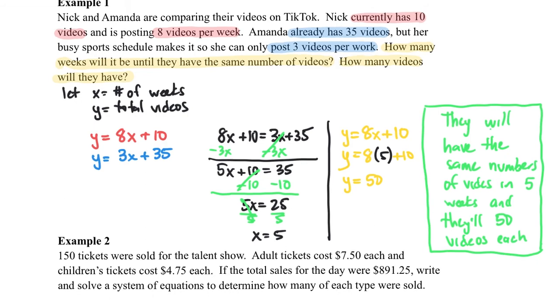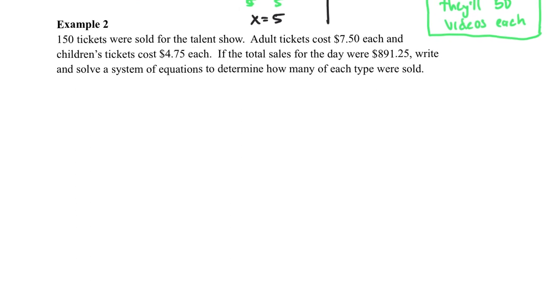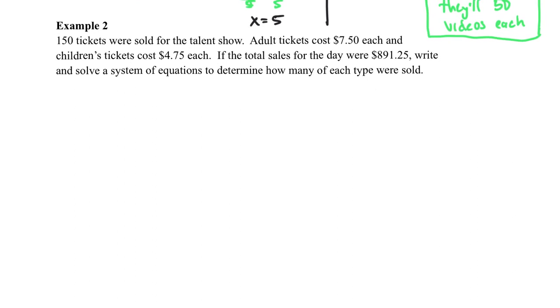All right, let's look at the other type. Go ahead and pause the video and read. So this question is asking us, if the total sales were given, write and solve a system of equations to determine how many of each type were sold. And they're talking about types of tickets. We have adult tickets and child tickets.